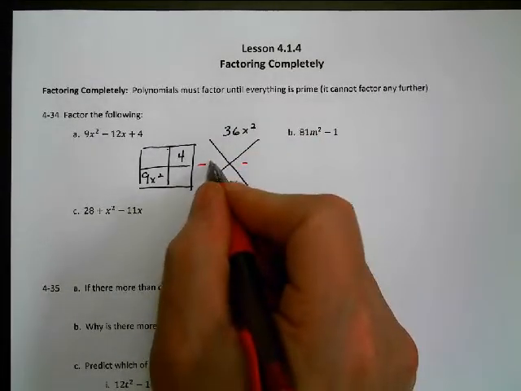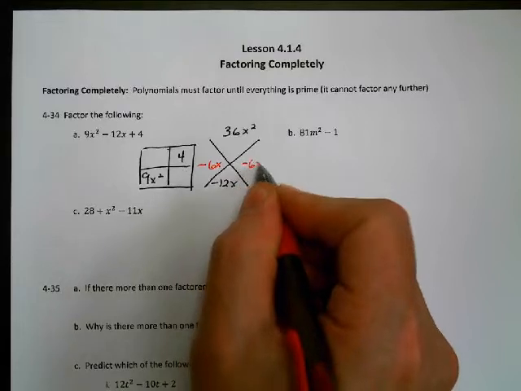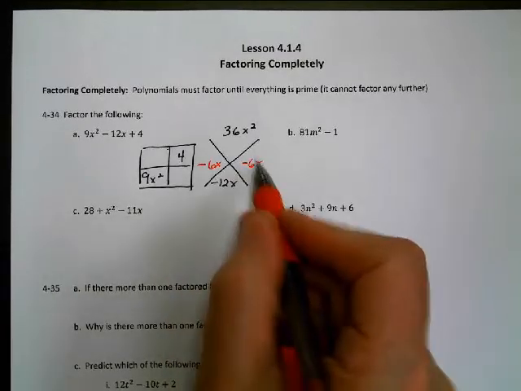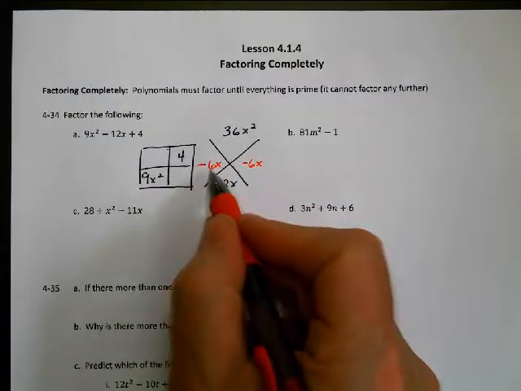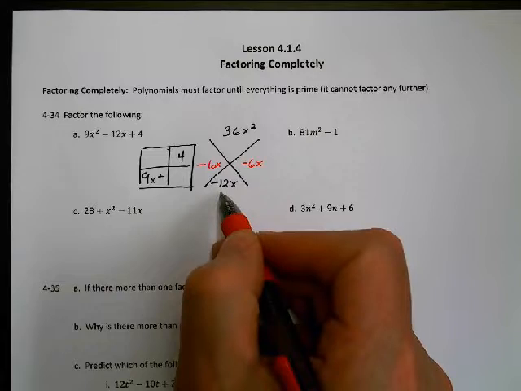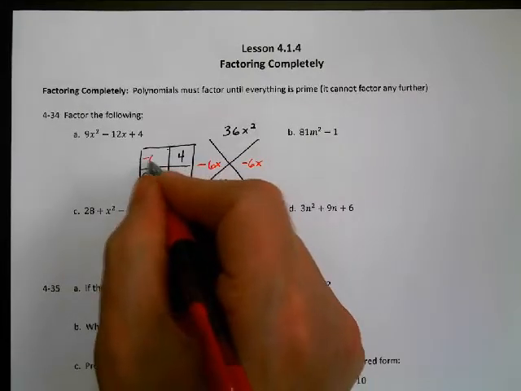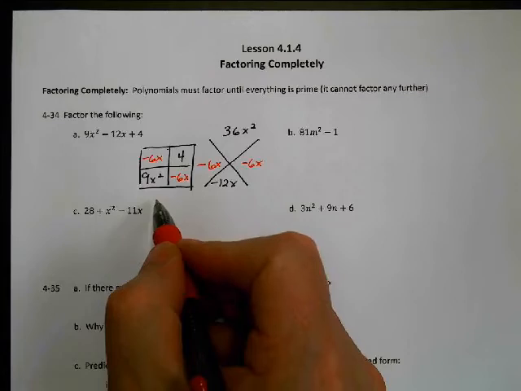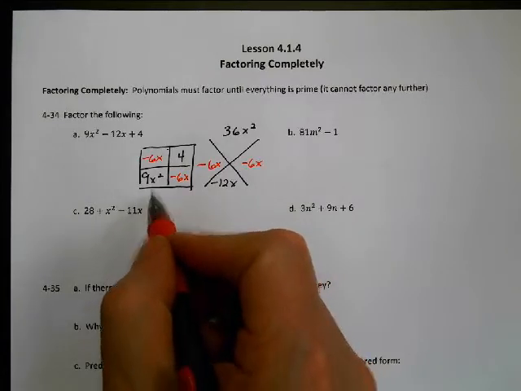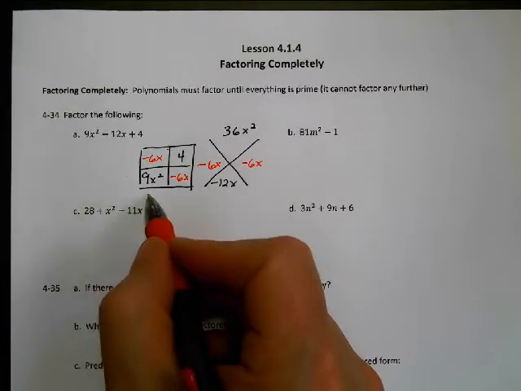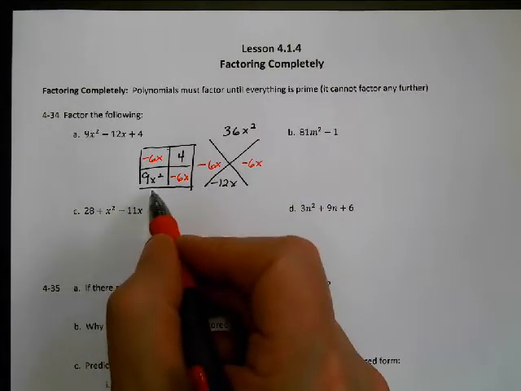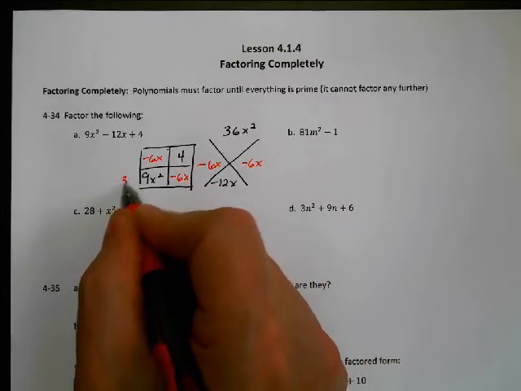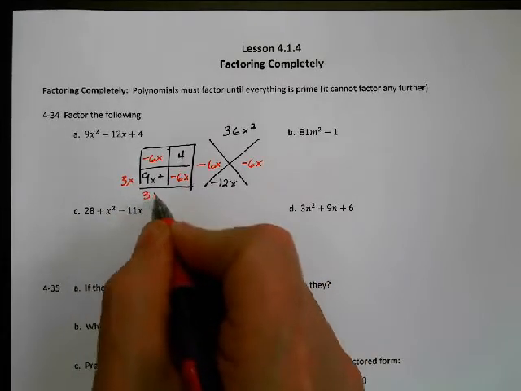And I just thought of it. It's going to be 6x and 6x. These two multiply to give me positive 36, but since they're both negative, they're going to add to be negative 12. So I'm going to put negative 6x here, negative 6x there. I can't put 9 and 1, or 9x and 1x. So the only way to split it up is 3x and 3x.